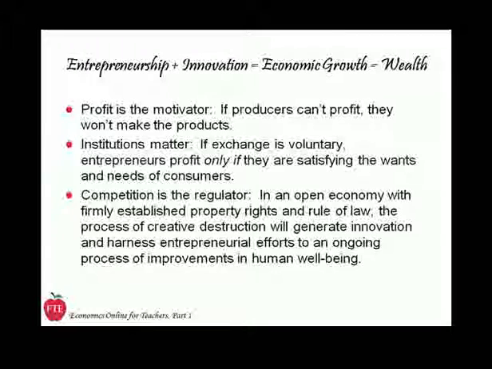Second, in an open market economy, if producers are making profit, then people are voluntarily paying enough to induce the entrepreneur to keep making the product. And finally, if the market is open to entry and exit, and if property rights and the rule of law are firmly in place, the process of creative destruction will generate innovation and harness entrepreneurship to an ongoing process of improvements in human well-being.